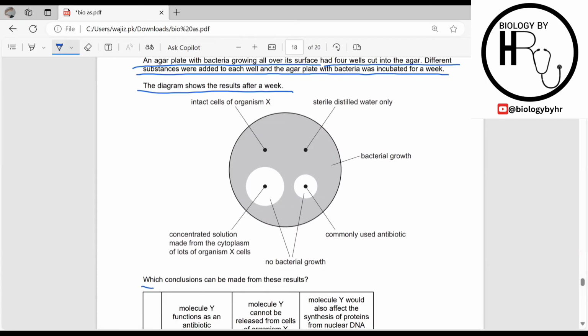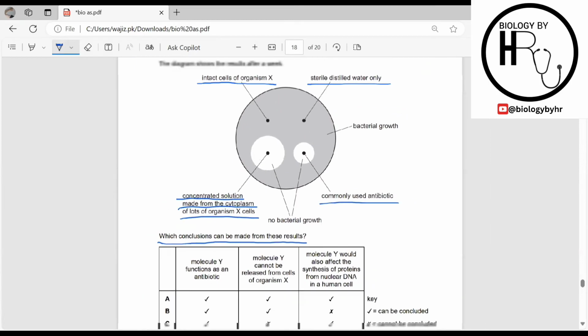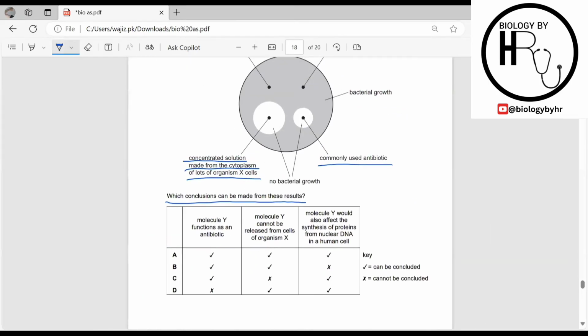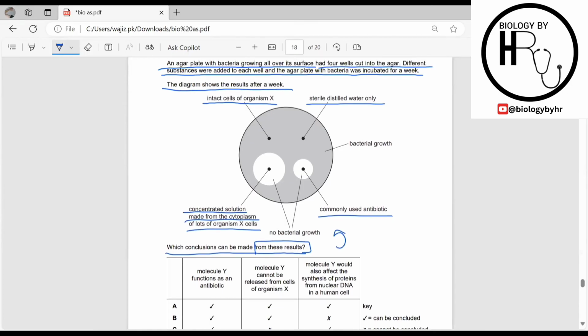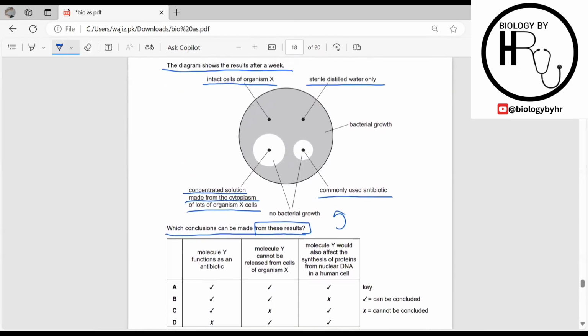They are then asking in the question what conclusions can be made from these results. We know that this arrow over here is the sterile distilled water condition. This is the intact cells of the organism X. This is the commonly used antibiotic. This is the concentrated solution made from the cytoplasm of a lot of cells of organism X. Now they are saying what conclusions can be made from these results.